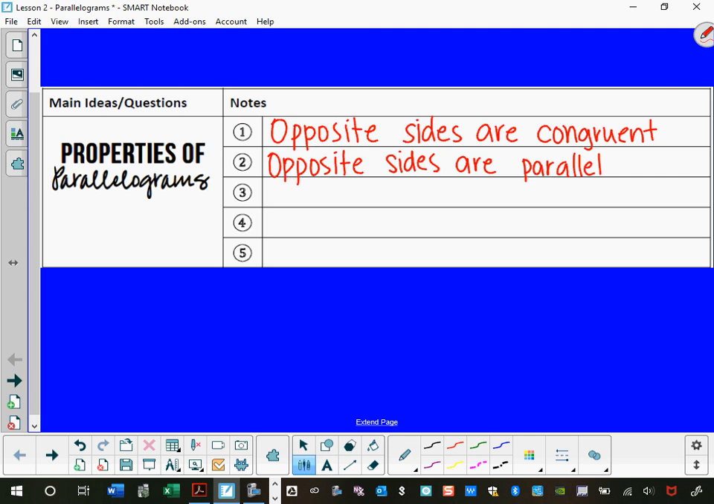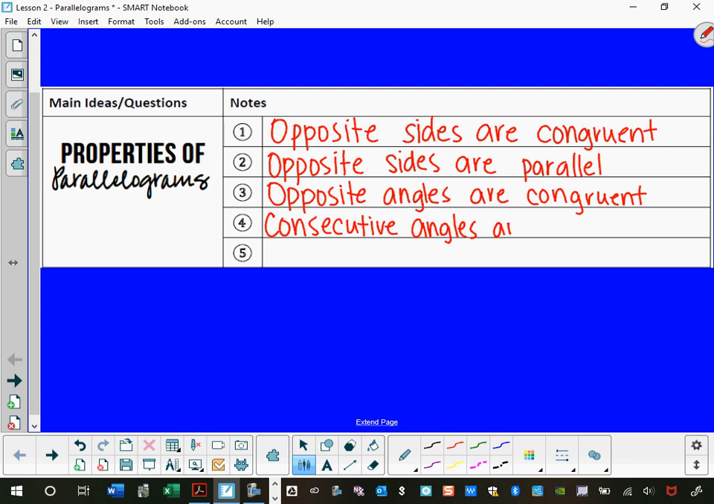Our third property is that opposite angles are congruent. Your fourth property is that consecutive angles are supplementary. And the last property is that diagonals bisect each other.